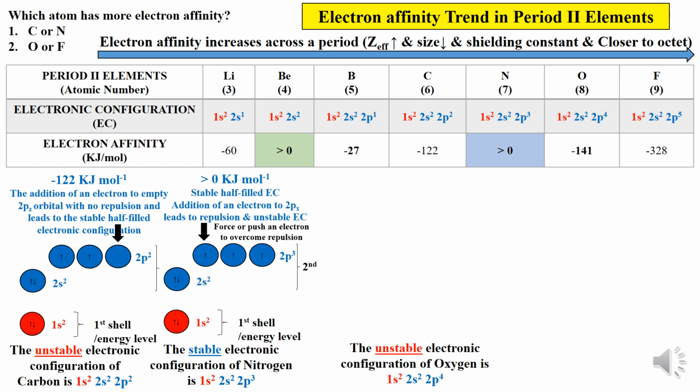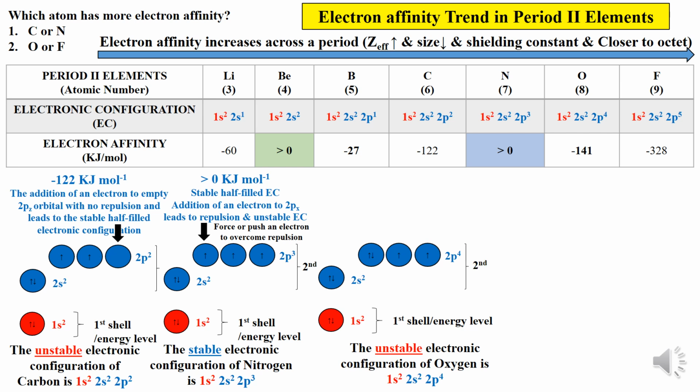And what about oxygen? The electronic configuration of oxygen is 1s2, 2s2, 2p4: 2 electrons in the 1s orbital, 2 electrons in the 2s orbital, and a total of 4 electrons in the 2p subshell. And after adding, where does the added electron go? In the case of oxygen, the added electron goes to the 2py orbital.